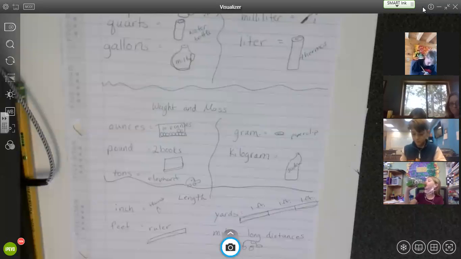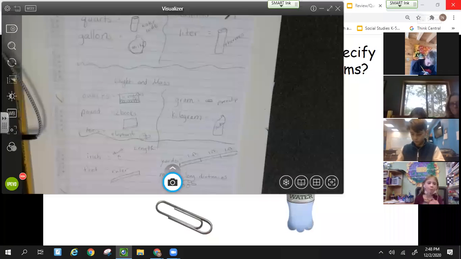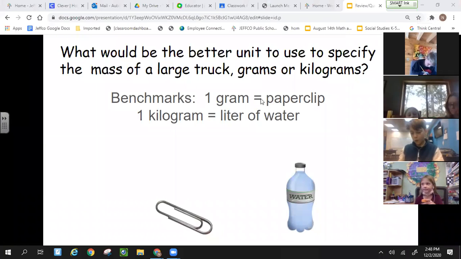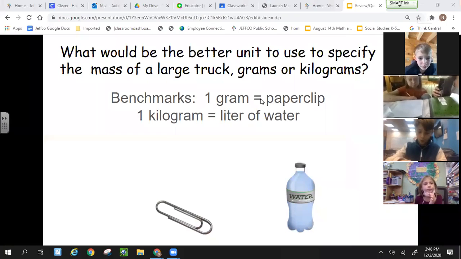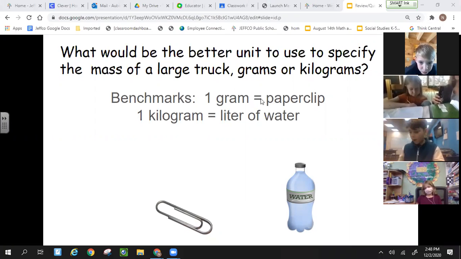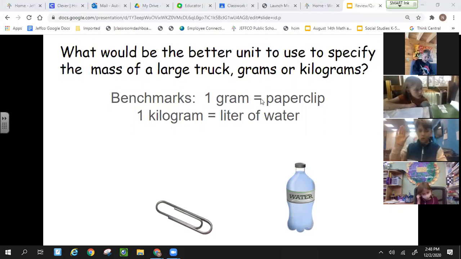All right, so we're going to go back to our review. Now that we talked about the benchmarks again, I have them listed here, but on your quiz, you won't have them. And on Gimkit, you won't have them either. What would be the better unit to use to specify the mass of a large truck? Grams or kilograms? Remember, our benchmarks are for 1 gram, it's a paper clip. For a kilogram, a liter of water. Go ahead and write your answer. Hold it up when you have it. Let's see what you think. Grams or kilograms? You can use the abbreviation if you like. G or kg.